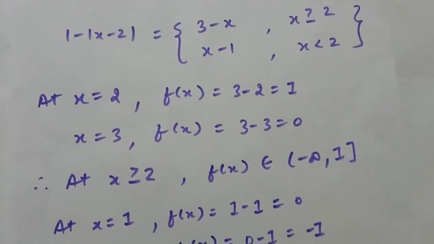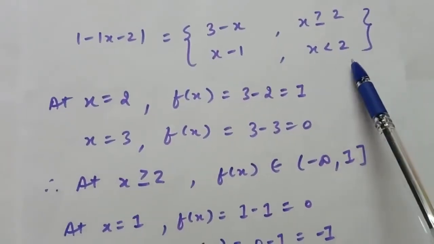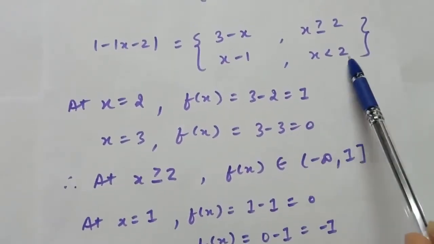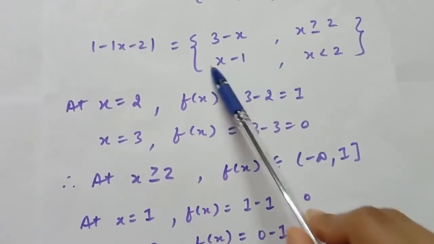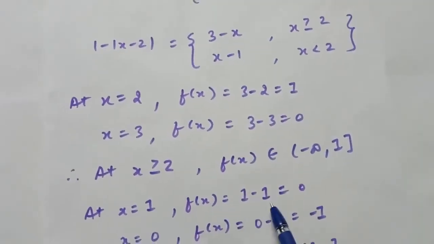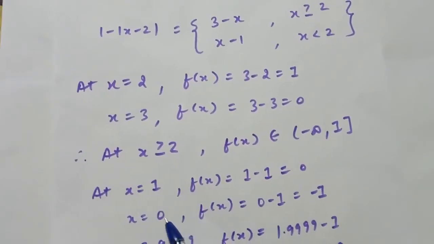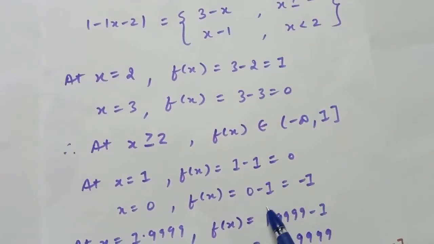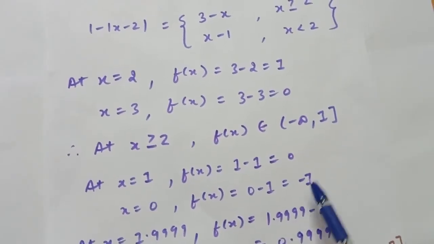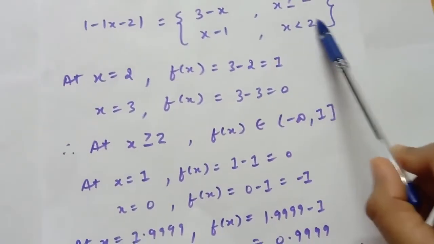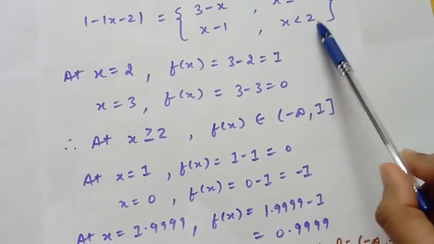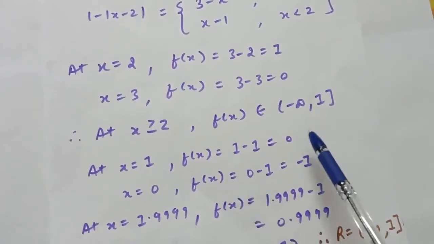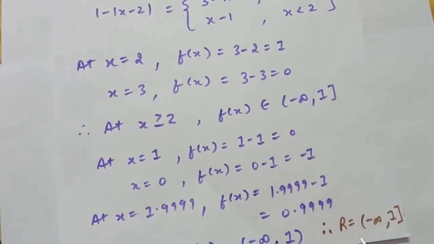Now we will solve for the values x less than 2. So at x equal to 1, 1 is less than 2, so we have to take this function. f(x) becomes 1 minus 1, 0. Then x equal to 0, this is also less than 2, so we have to take this function. So 0 minus 1 is minus 1. So we see for this set of values, x less than 2, the value of f(x) decreases, 0, minus 1, and it will go on decreasing.